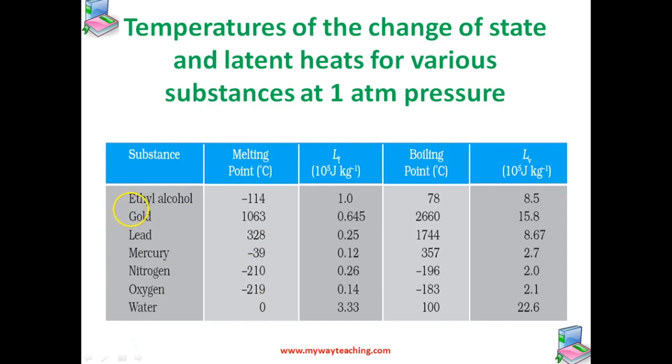They have given the values for ethyl alcohol: minus 144 is the melting point, and then the latent heat of fusion, boiling point, and latent heat of vaporization. Similarly, it is given for gold, lead, mercury, nitrogen, oxygen, and even for water. The melting point is 0, latent heat of fusion is 3.33, and 100 degrees Celsius, as we all know, is the boiling point, and latent heat of vaporization for water is 22.6 into 10 raised to 5 joule per kg. Okay, so this is the table which gives the latent heats of very important substances at 1 atmospheric pressure.